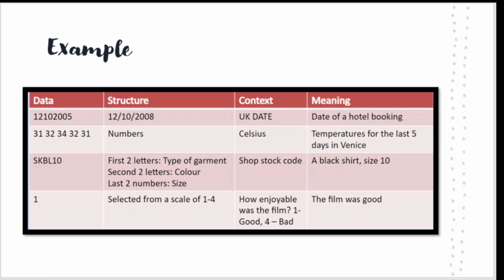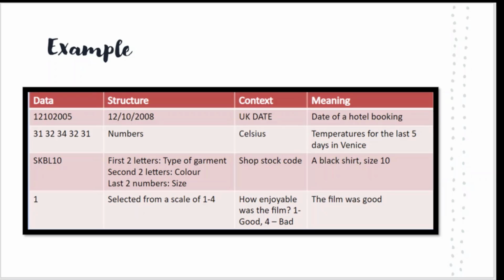Okay? Here's an example. The data here, the set of numbers and then letters and then more numbers, doesn't really mean anything. And then you put some structure, saying that the structure of that data looks like a date. And then you say the next line are numbers. After that, the first two letters are the type of garment, the second two letters are color, and the last two letters are size. And then a scale selected from a scale of 1 to 4.